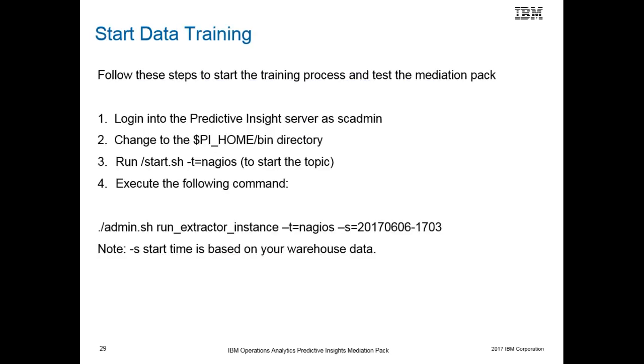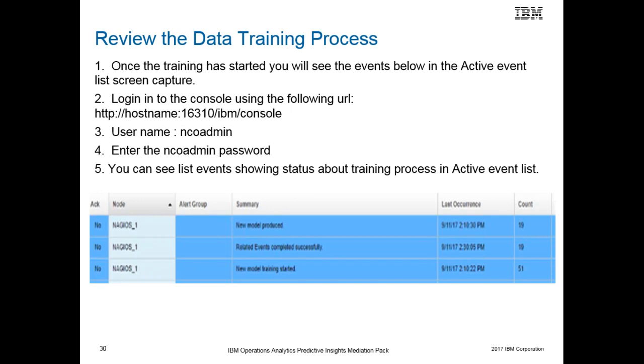You will now start the data training process by logging into the Predictive Insights server, and change to the $PI home bin directory. After you have changed to the directory, run the commands shown in steps 3 and 4 in the slide. After the data training process has started, you can check on the process by looking at the active event list as shown in the slide by logging into the event console and searching for the Nagios events.